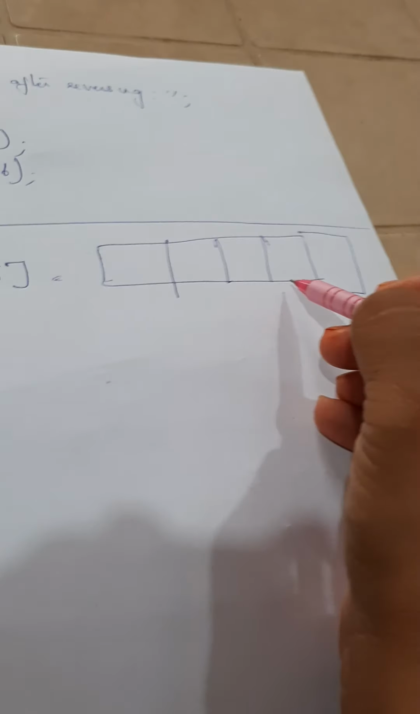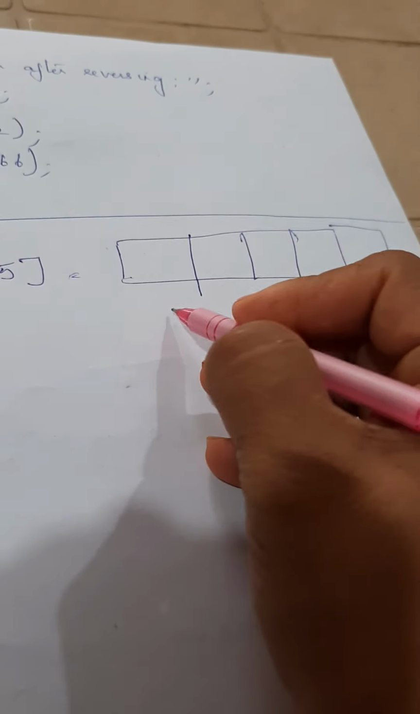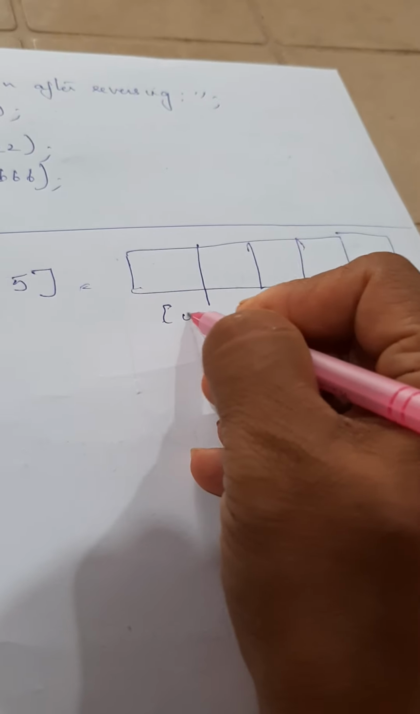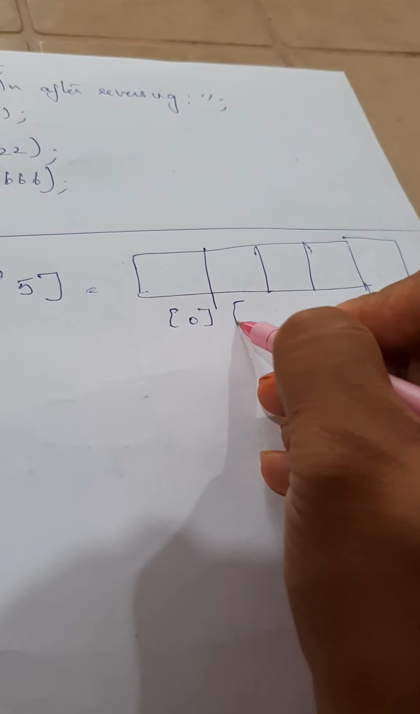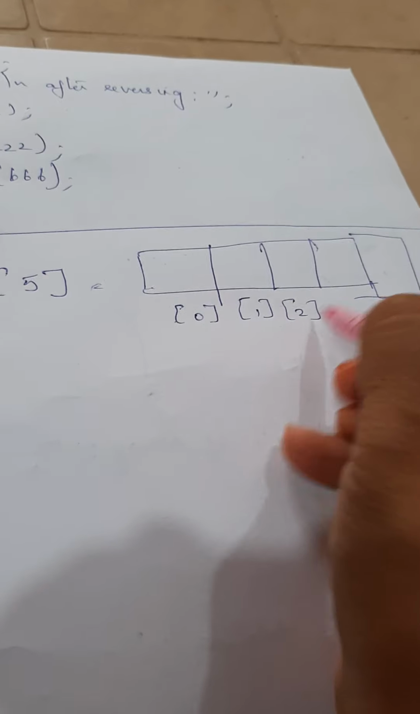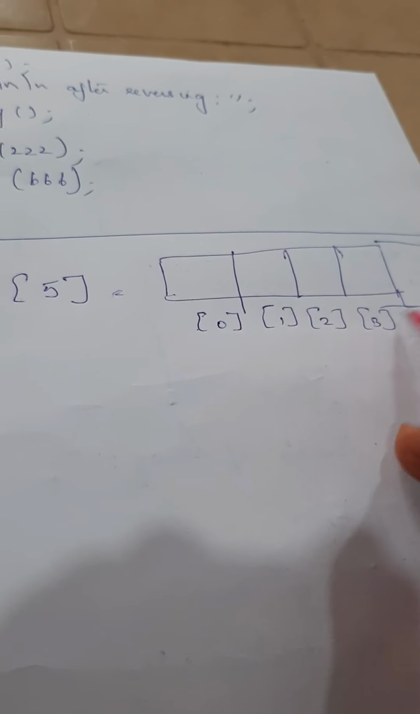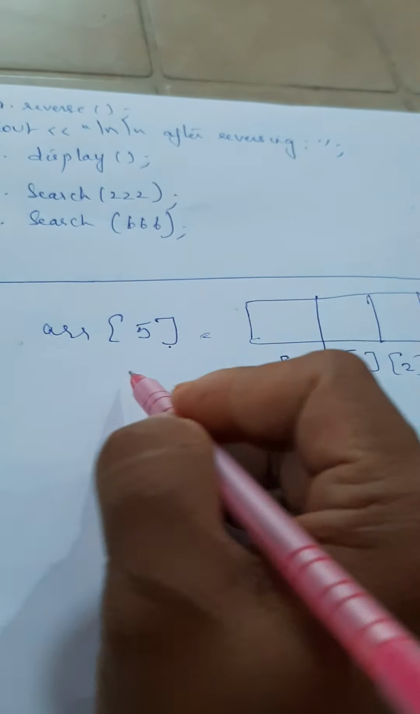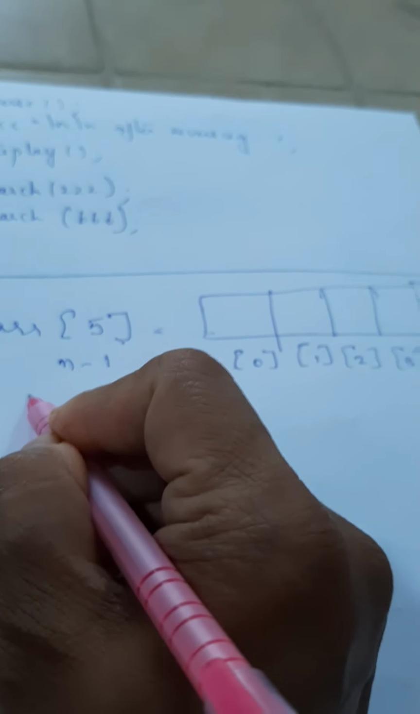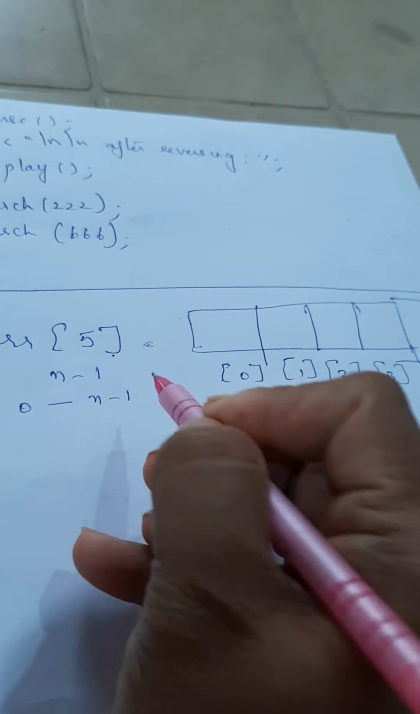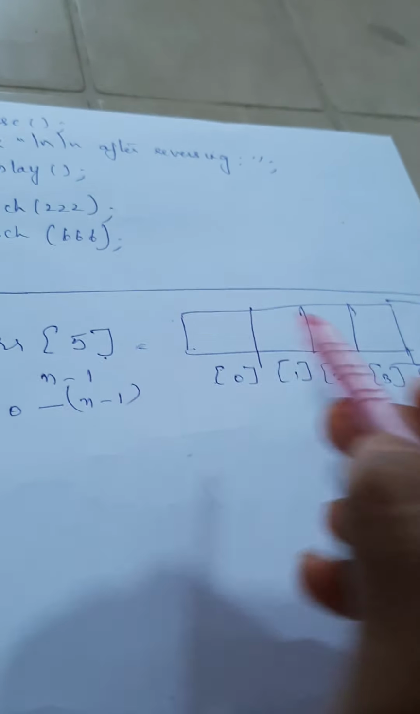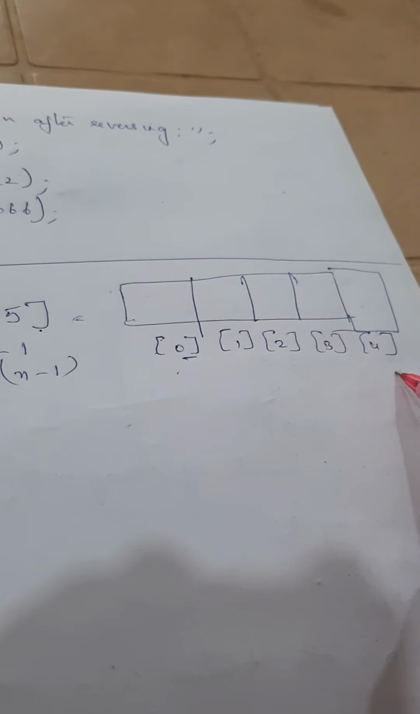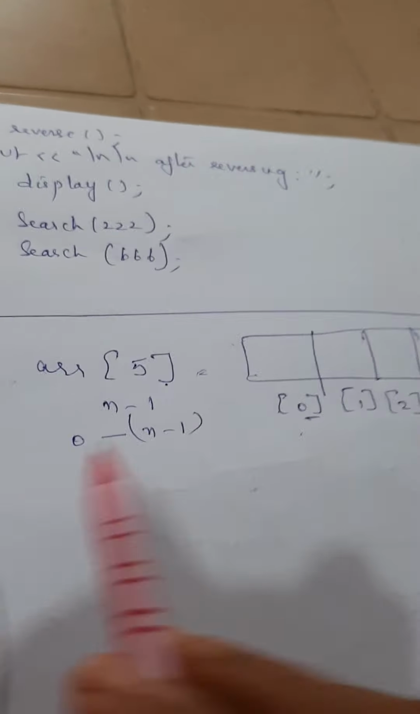Okay, so when these 5 elements are present, the array memory location will be present in this particular format: 0, 1, 2, 3 and 4. So when you declare an array, it will be in this format. The array maximum size is 5, and the last index will be n minus 1 because it starts from 0 and ends with n minus 1. So an array always starts from the 0th position and ends with the n minus 1th position, that is 4. Since it is 5 minus 1, it will be 4 here.